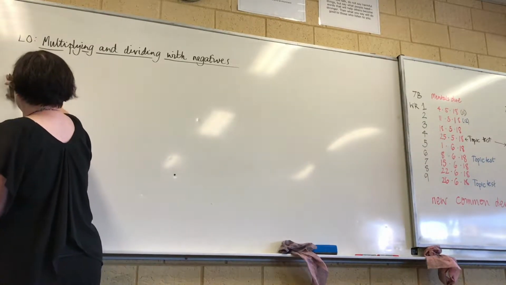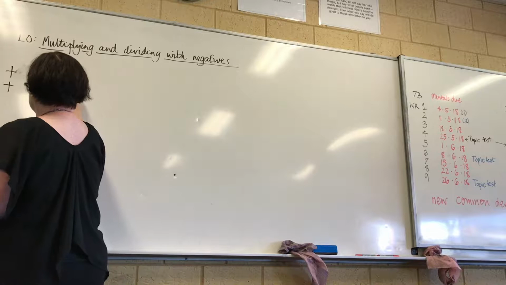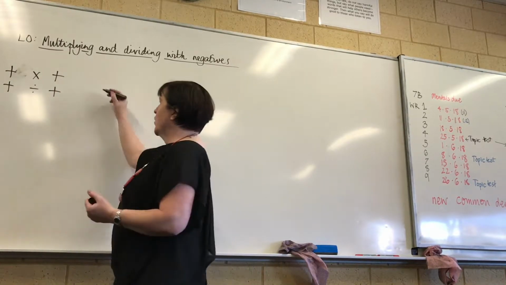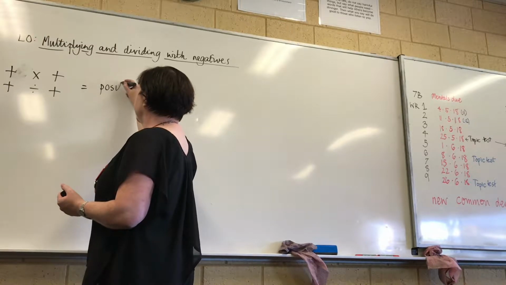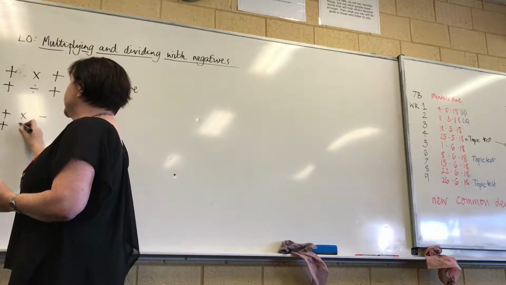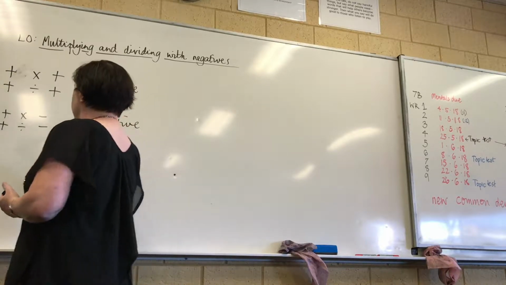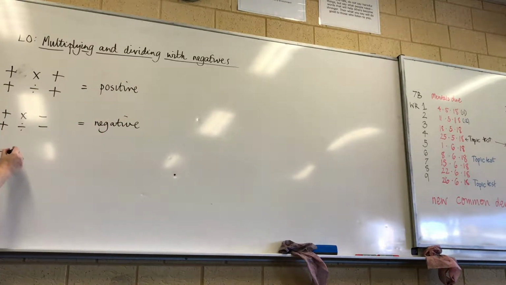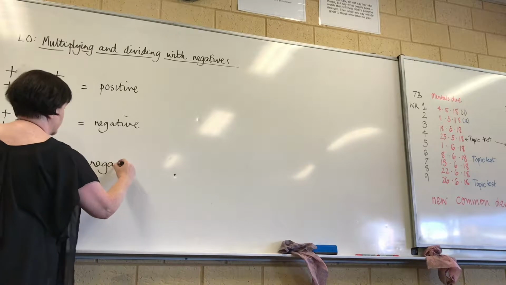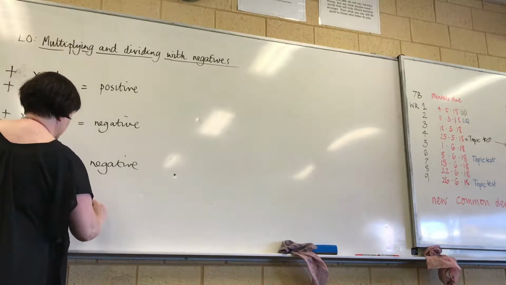If we've got a positive multiplied by a positive, or a positive divided by a positive, our answer is always going to be positive. If we've got a positive multiplied by a negative, or a positive divided by a negative, our answer is always going to be negative. And then let's just put those the other way round. Negative times positive, negative divided by positive is negative. And then negative times negative, or negative divided by negative, is going to be positive.